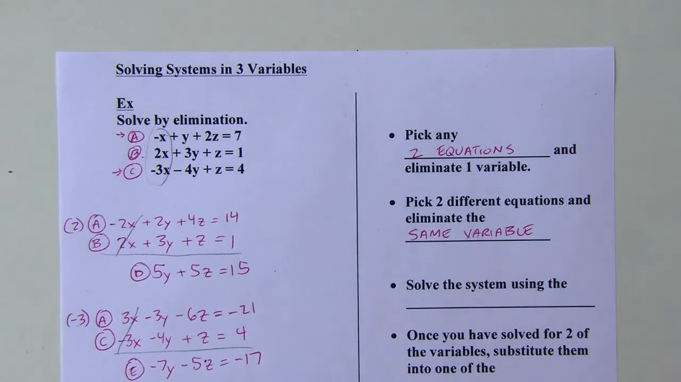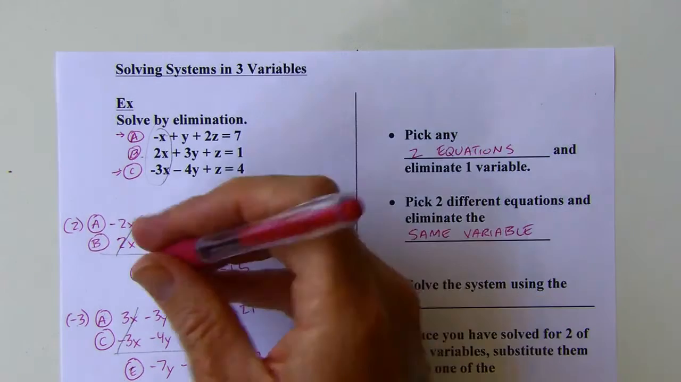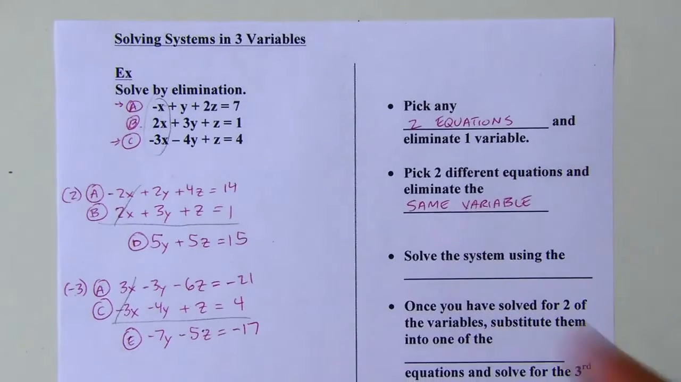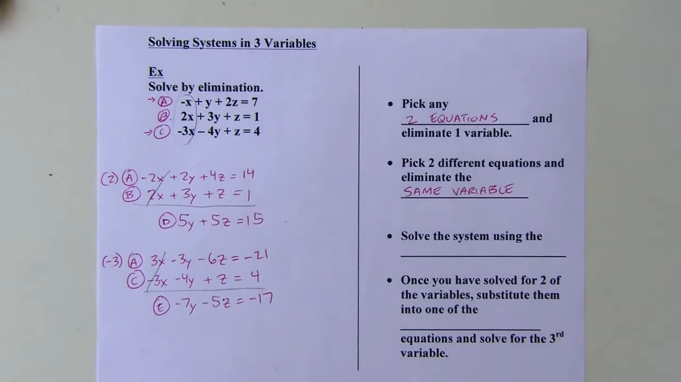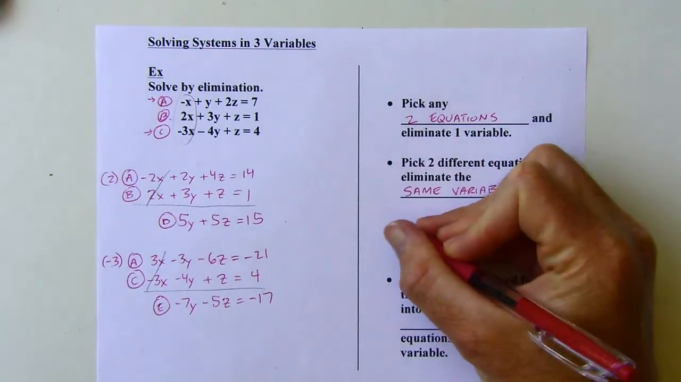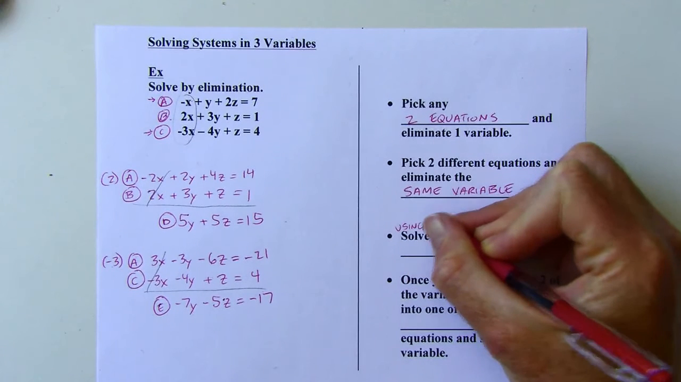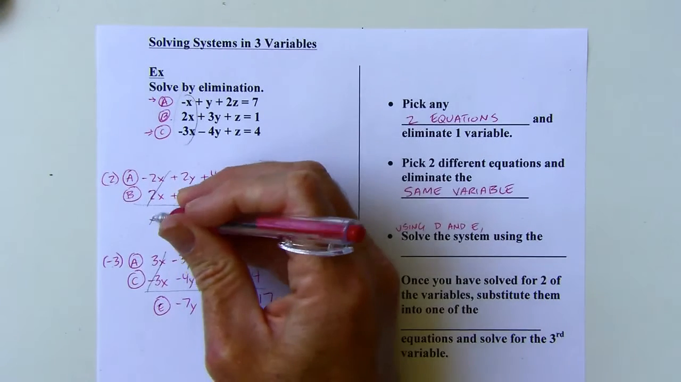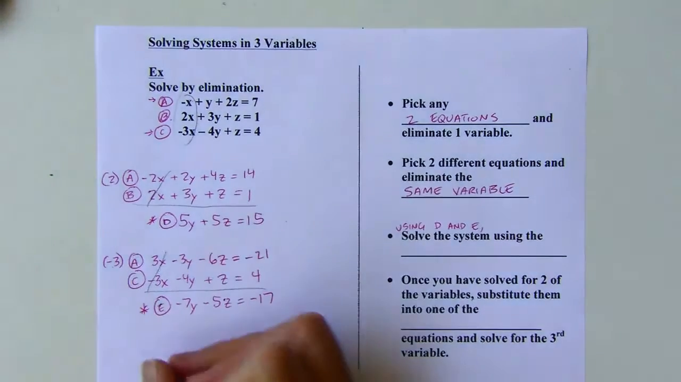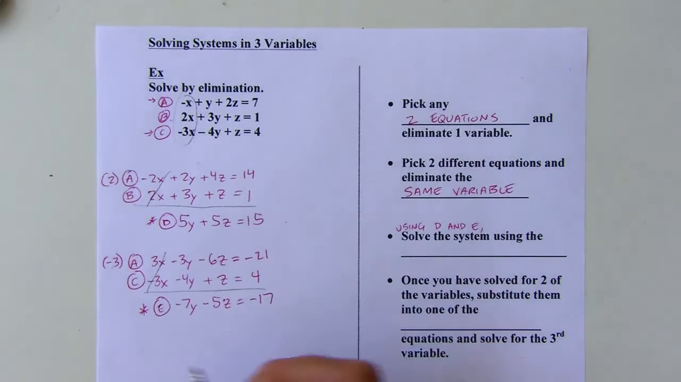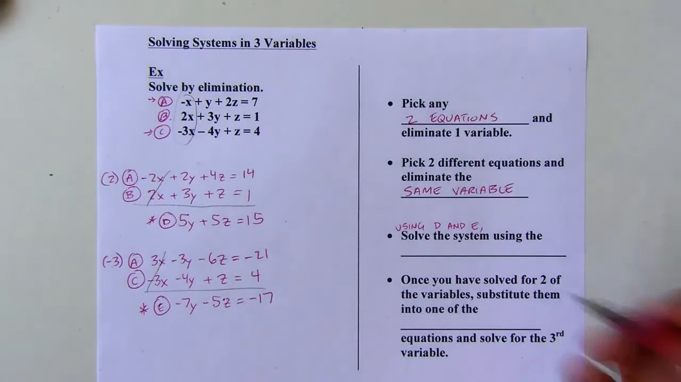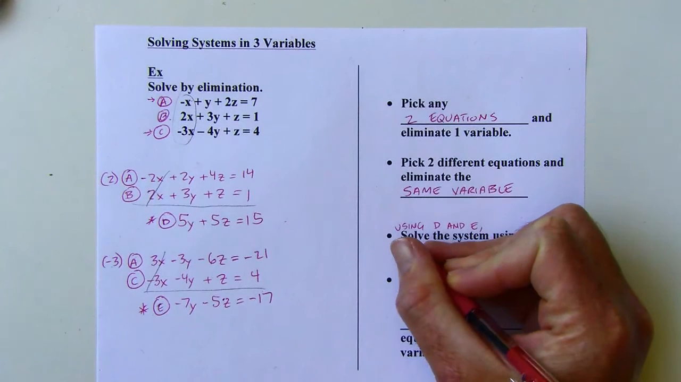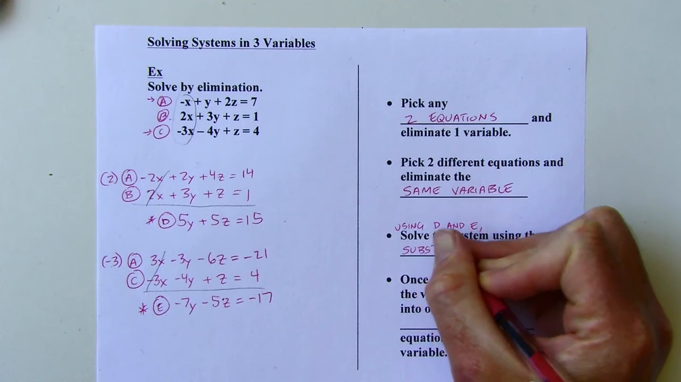So now this says solve the system. What I mean by that is I'm going to create a new system with my two new variables, okay? So I'll just make a little note here, using D and E. I'm going to put these two together, so let me line those up. And so it says solve the system. You can use any method you want. You could use elimination or substitution. You could even graph the lines if you wanted to.